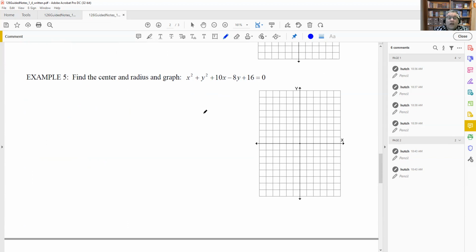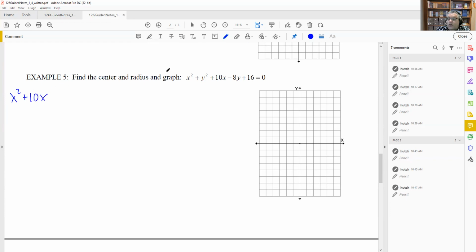Now, the way that we're going to do that is we're going to use a process called the complete the square method. So I'm going to walk you through step by step how to do that, since it may have been a while since you've done complete the square. So let's do that first. We're going to rearrange all this. So I'm going to put the x's and the y's together.